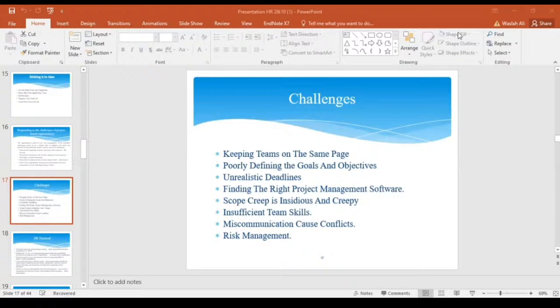Everybody should know what risks the organization may face in the future, what kind of risk it might face in the present situation, or what kind of risk the organization faced in past time. Next slide.